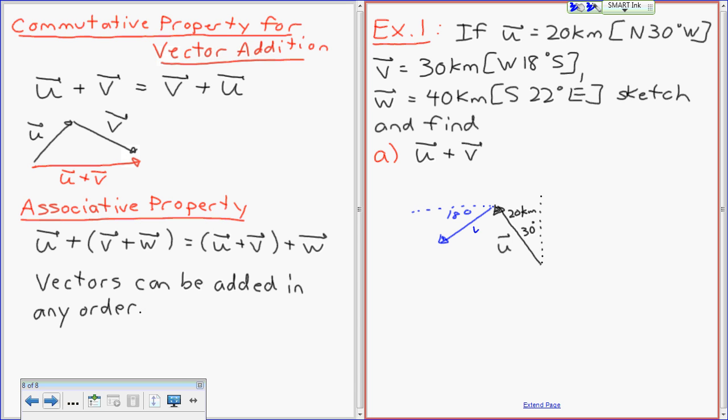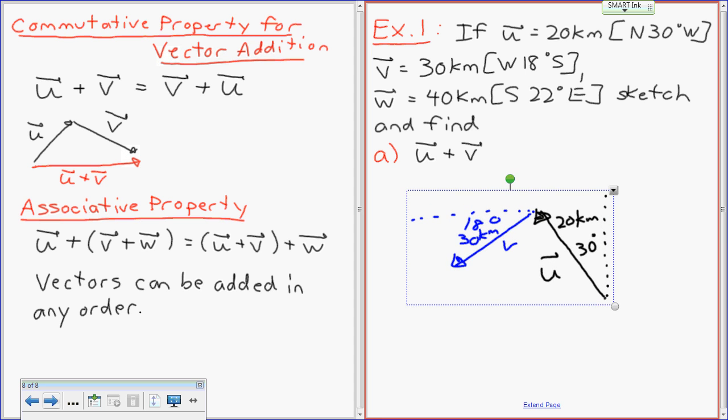That's going to be V, and this distance was 30. Okay, 30 kilometers. Oh my goodness. Can I make this bigger? Can I do this? No, I can't. Yes, you do that. Can I do this? Oh my goodness, that's a huge die and I love it.